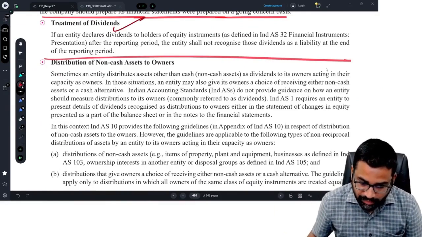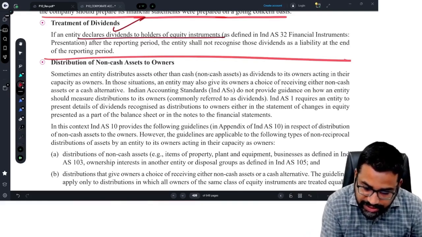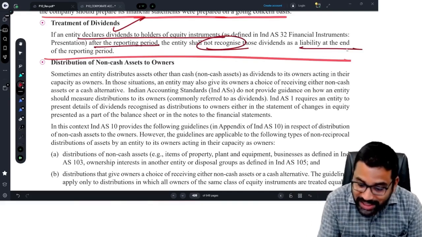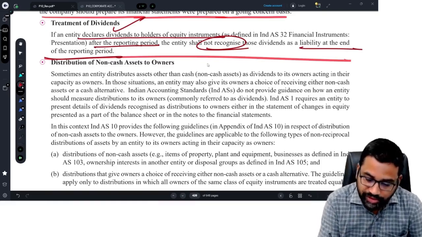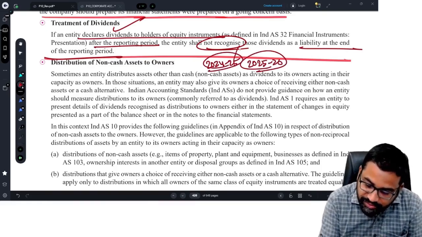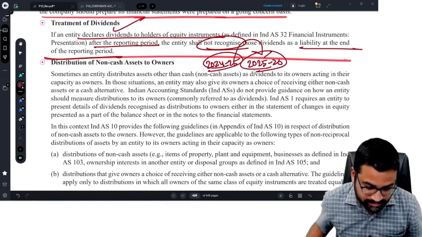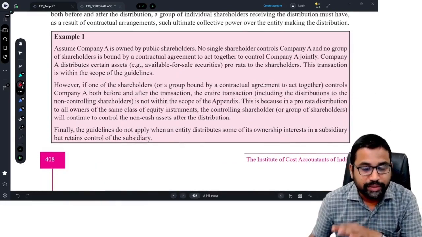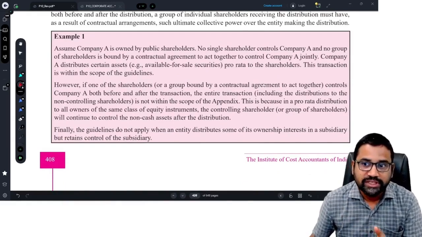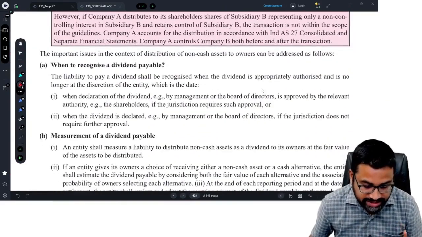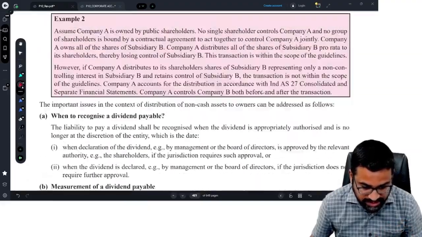So see here, if an entity declares dividend to its equity shareholders after the reporting period, the entity shall not recognize those dividends as a liability. Sir, suppose for financial year 24-25, we declared dividend in the year 25-26. This dividend you declared in the current year, ignore it. Don't consider it. Even though the dividend relates to the particular year, we should not consider it, because there is a specific provision in the Companies Act, as per Schedule 3, that any dividend declared after 31st March is not considered as the current year. So that's it about this standard.